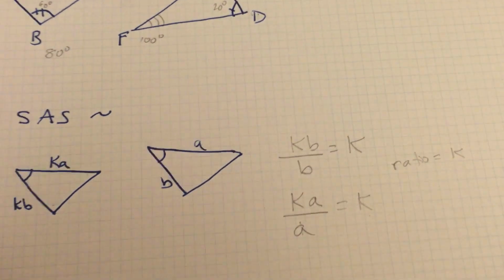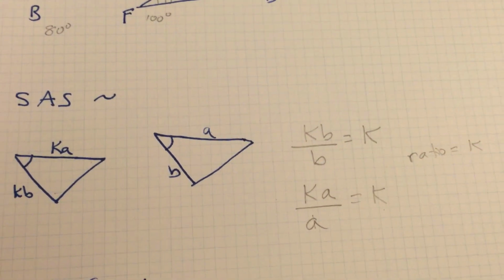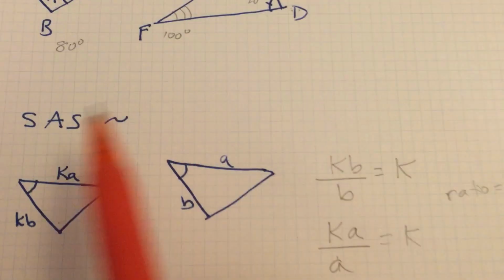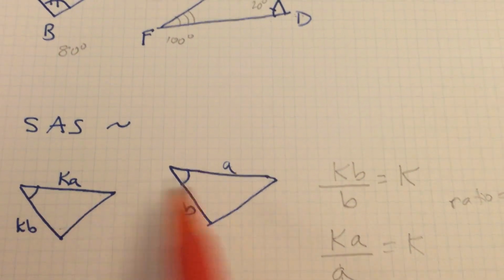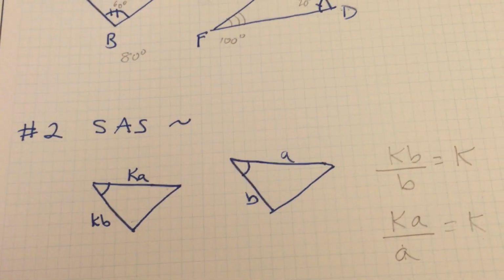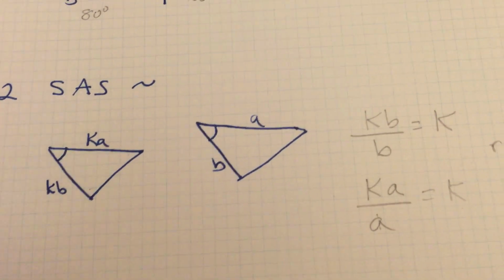So as long as you can produce the same number, we can say that two triangles are similar by SAS. And then obviously this angle has to be the same. Okay, but what happens if we weren't given an actual angle? We're just given our three sides.